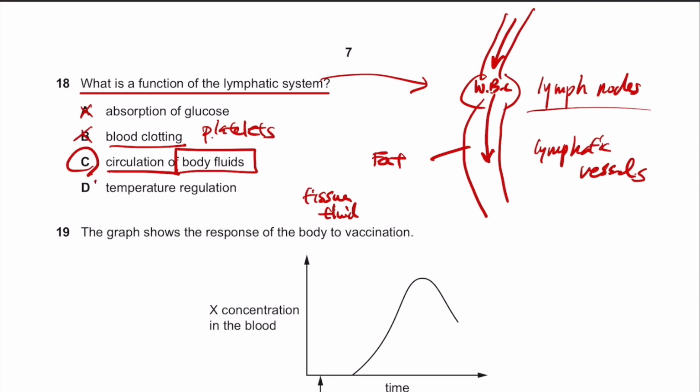Temperature regulation has nothing to do with the lymphatic system because temperature regulation is actually controlled by, let's say, thyroid glands, which you guys don't actually have to know. It's part of homeostasis, and of course, you have to know a bit about that, like in topic 14, but not for this topic. So let's talk about this one when we talk about topic 14. Anyways, it's got nothing to do with the lymphatic system, so the only reasonable answer is C.